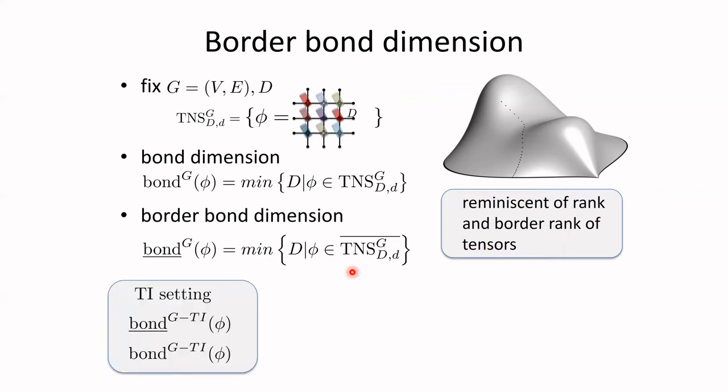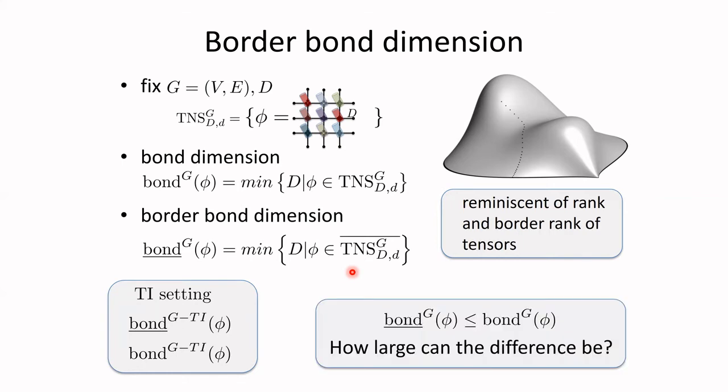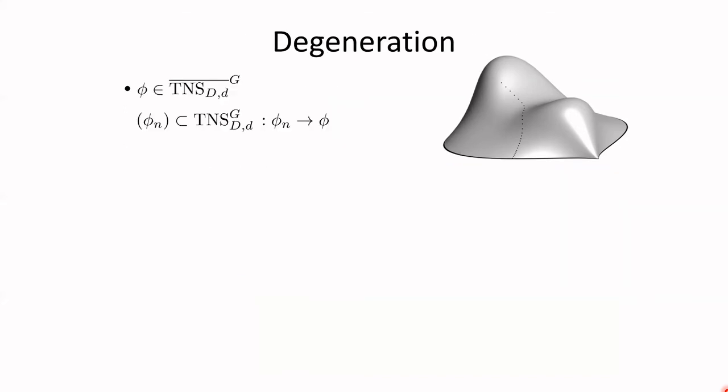Now, we can, of course, also restrict again to the translation invariance setting, where we require to apply the same map everywhere and ask the same question about bond and border bond dimension. And since we optimize over a larger set in case of the border bond dimension, this will always be smaller than the bond dimension. But at the end of the day, we want to know how large a separation can we prove and which kind of states will achieve such a separation. A helpful concept to address this question will be that of degeneration, which is a generalization of our local linear maps that we have already encountered. And that's what I'm going to introduce now.